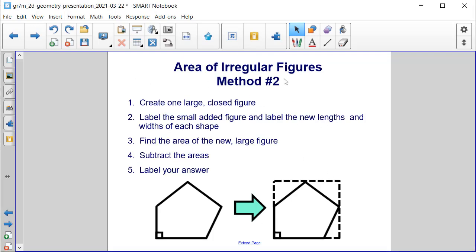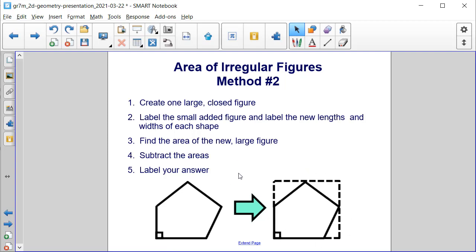Here's the second method for finding the area of irregular figures. Step 1, create one large closed figure. So take this pentagon that has 1 right angle and extend the sides up and around to create a rectangle around it. Label the small added figure and label the new lengths and widths of each shape.